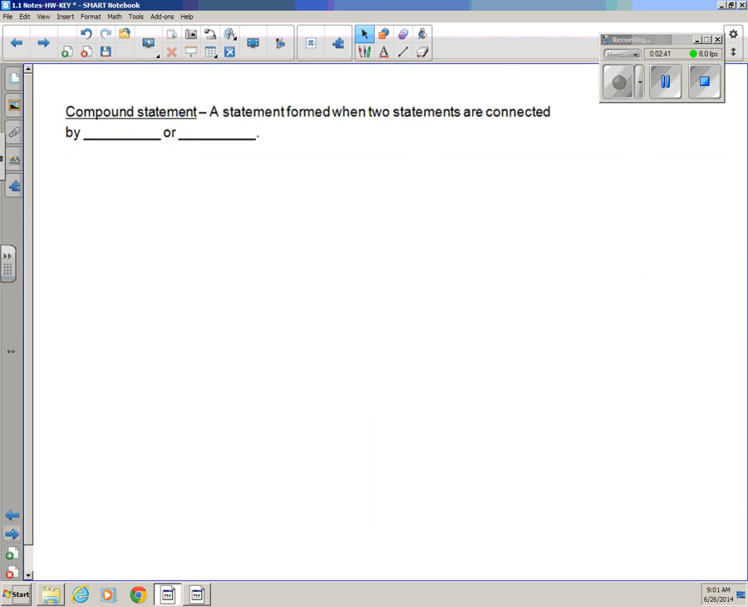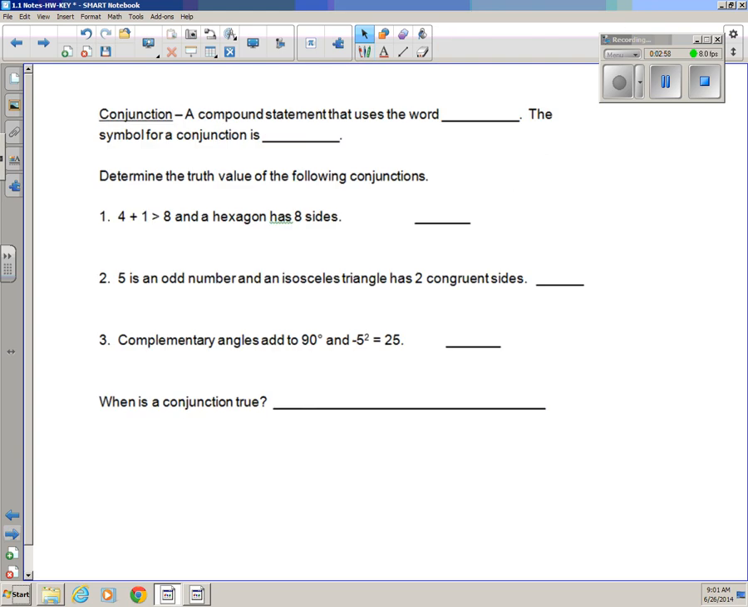Then we've got things that are called compound statements. A compound statement is a statement that's formed when two sentences are connected by either the word and or by the word or. So we're looking for two sentences to be connected. So conjunction is the first type of compound statement, and this is the one that uses the word and. The symbol for the conjunction is like an upside down V. It almost looks like the letter A, but you don't put that bar across. So a conjunction is just this particular symbol.